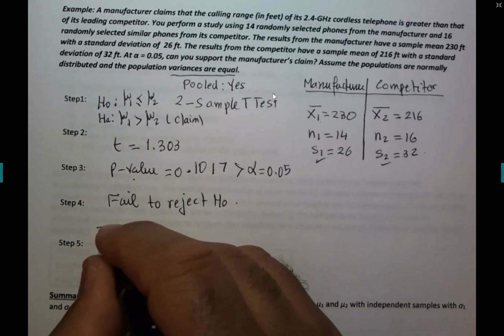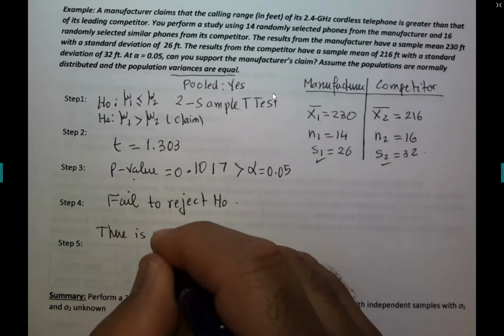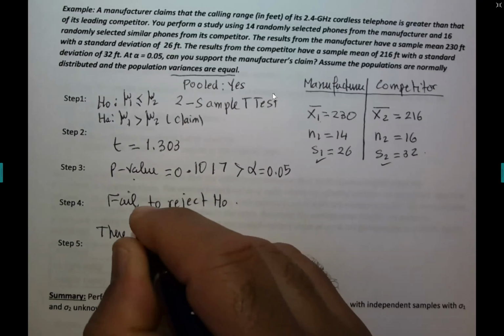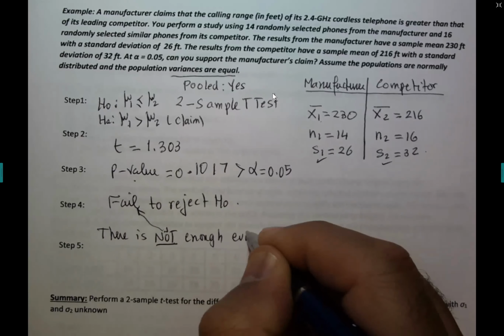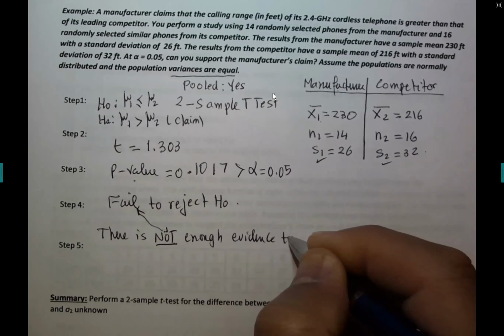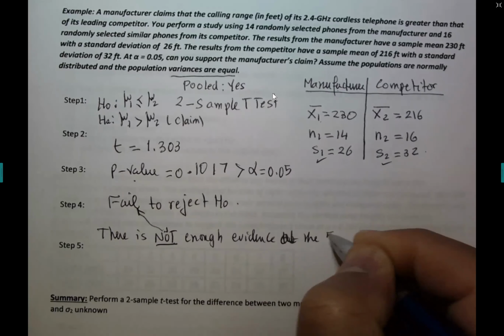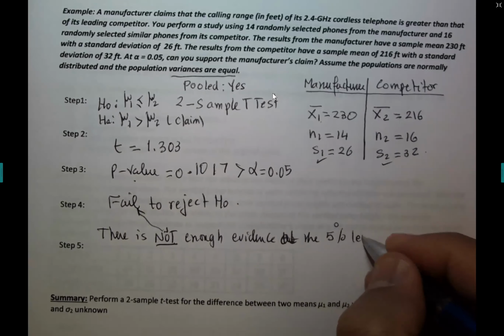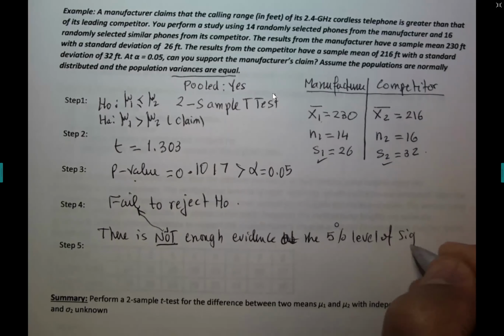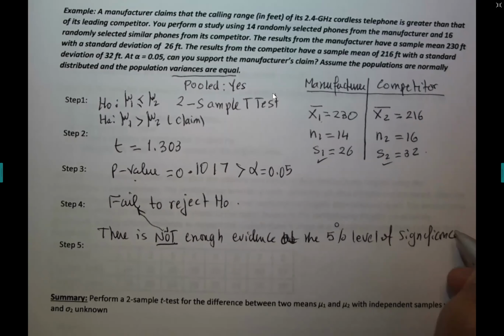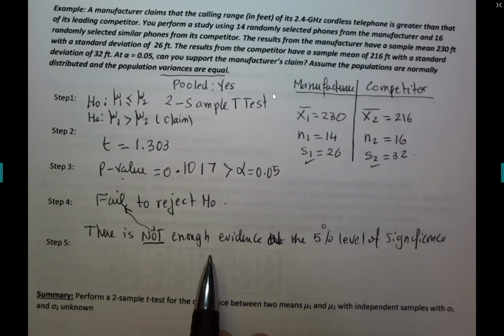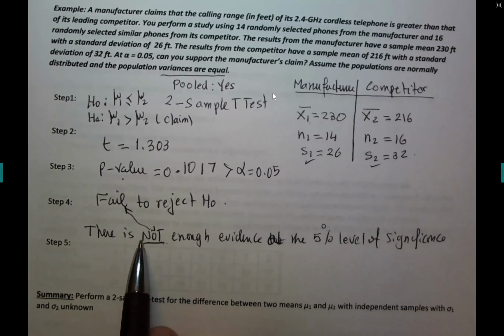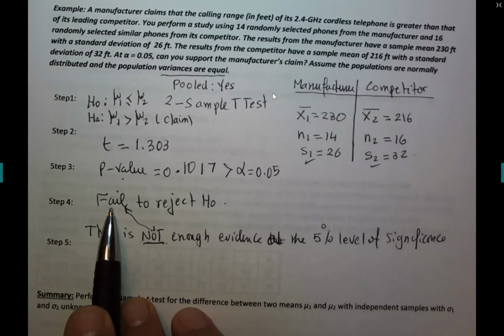So again, there is not. Every time you have a fail, you have to do there is not. These together: enough evidence at the 5% level of significance. If you were doing this as a homework online, when you do step 5, the system is going to give you a drop-down menu, and you have to choose here there is and there is not. You have to choose there is not because it failed.